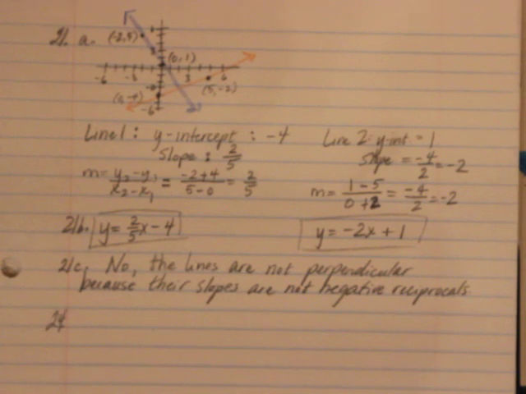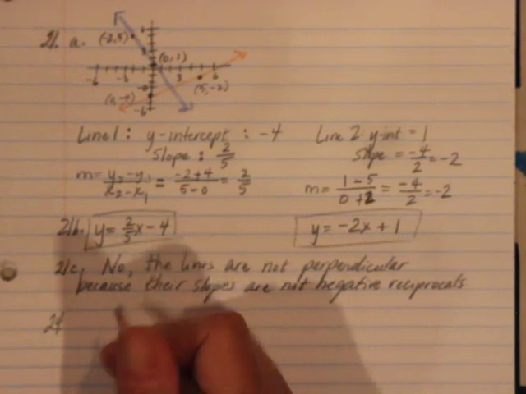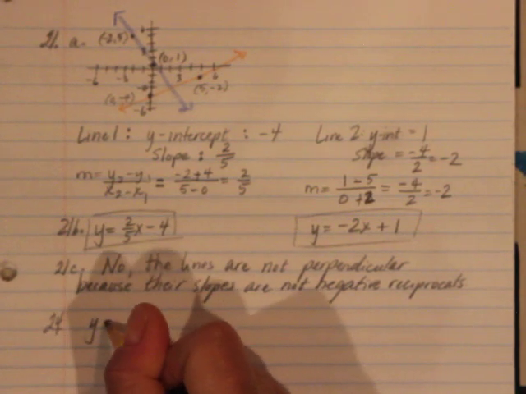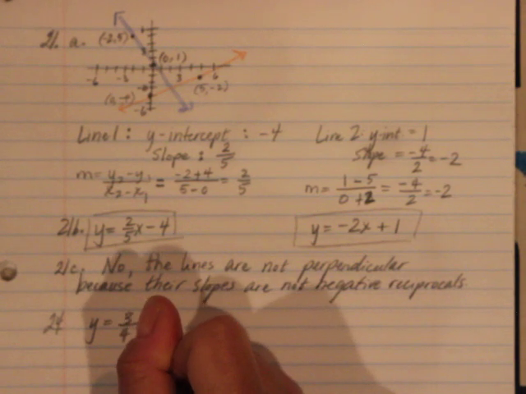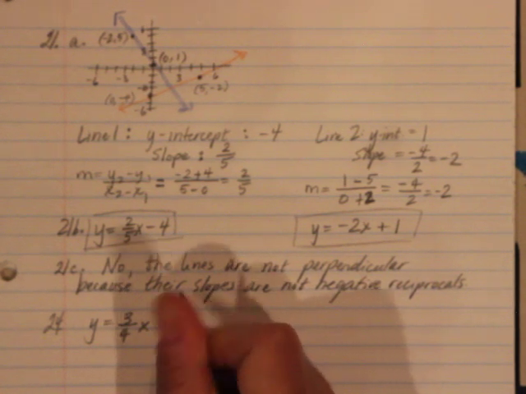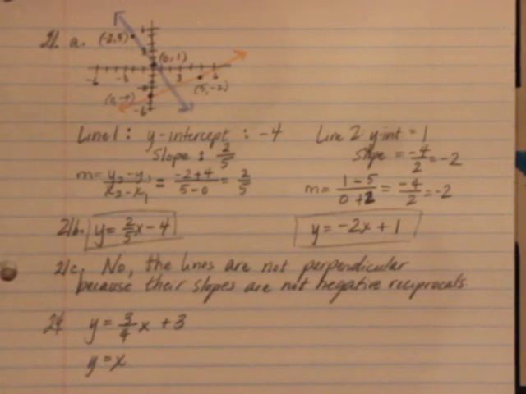Number 24. Turn page. Ooh, this looks easier. Okay. Find the common solution for each system of equations. I like the way this looks. This looks like an easy substitution. First equation is y equals 3/4 x plus 3. Second equation is y equals x. Great. So if y equals x, then I can just take x and substitute it in here for y, right? Because they're equal to each other.